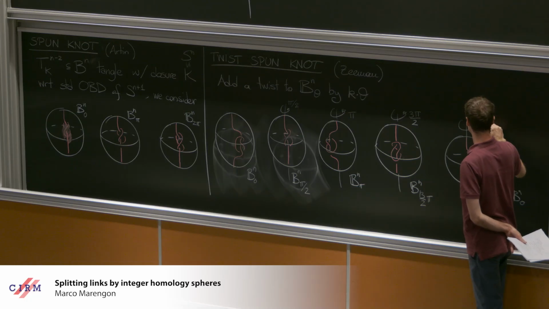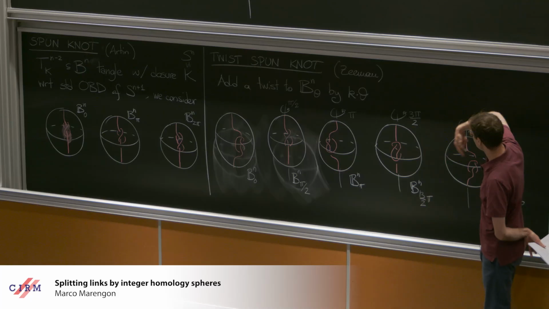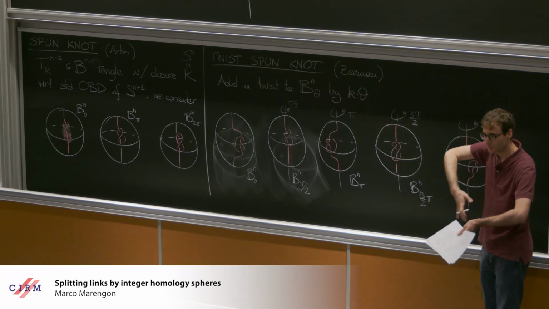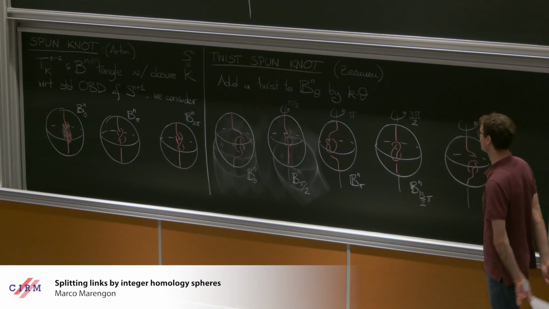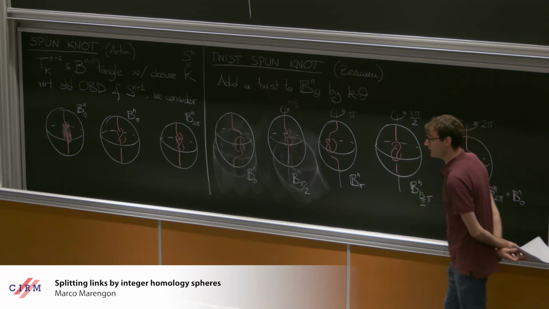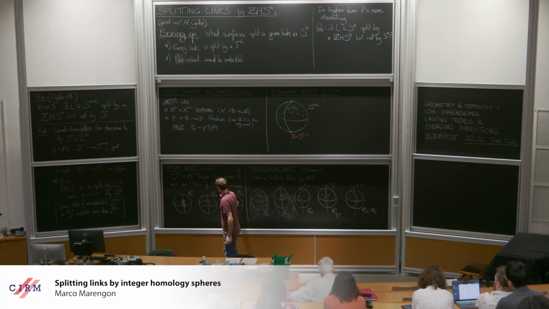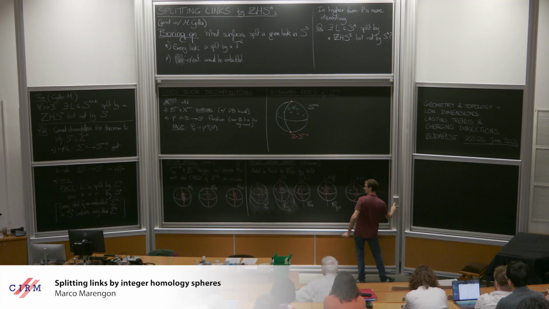2 pi. And if you rotate by 2 pi, you get exactly the picture you started with, so everything is coherent and we get a surface, a well-defined surface again. So some names.